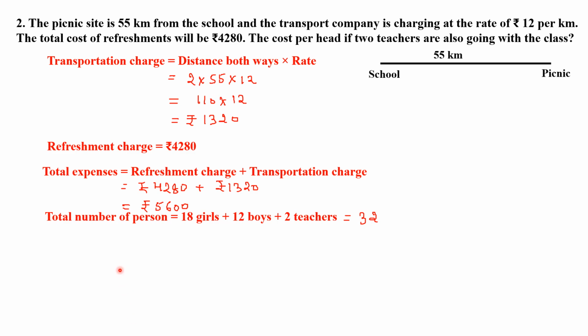Now you have to find cost per head. So this 5,600 rupees you have to divide among these 32 persons. So the amount spent for one person will be 5,600 divided by 32, and if you divide it you are going to get 175 rupees. So each person will give 175 rupees.